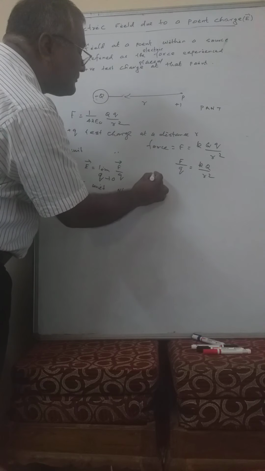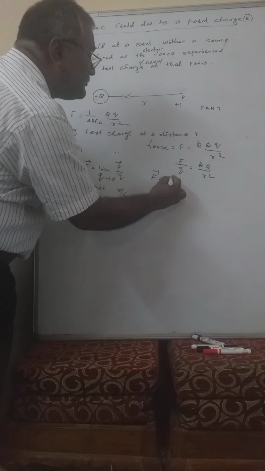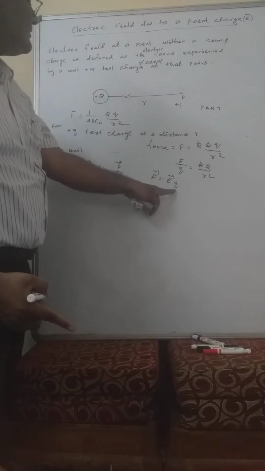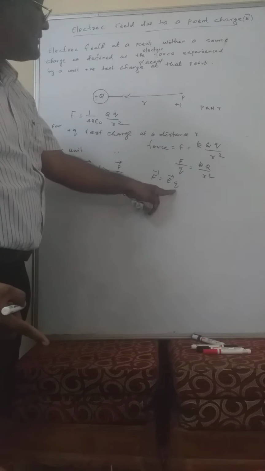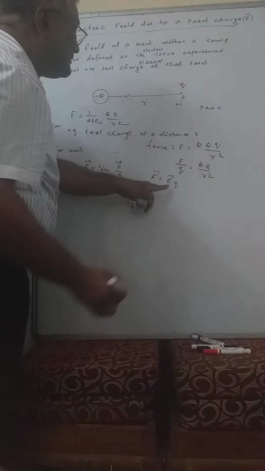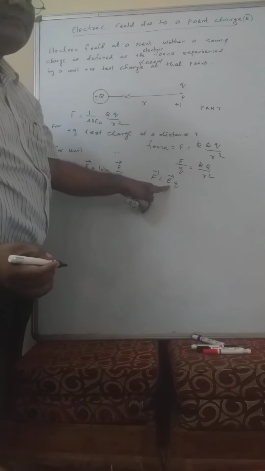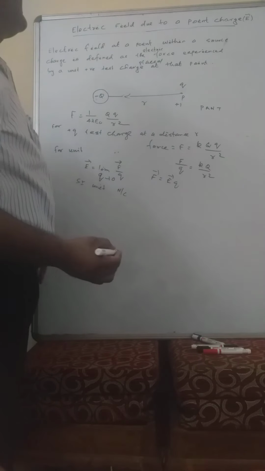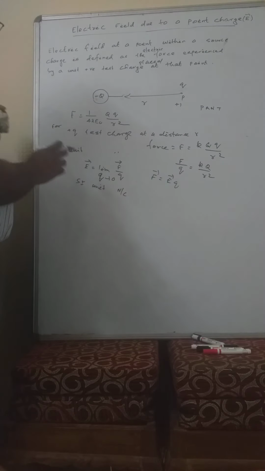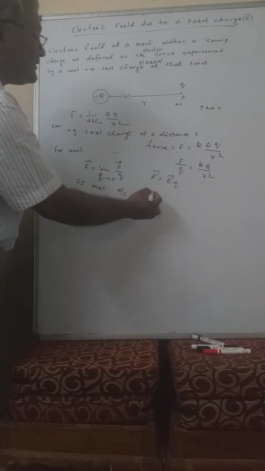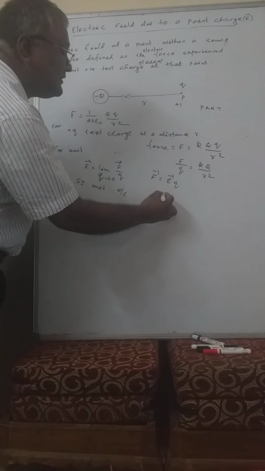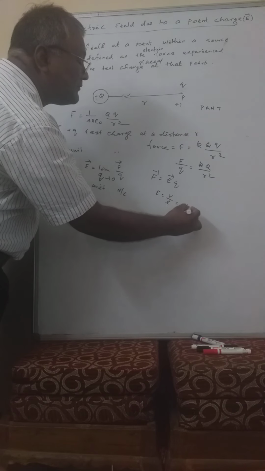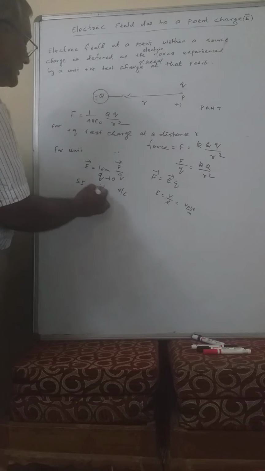So what is the direction of force? Force is equal to Eq. If this test charge is positive, then force will be along the direction of electric field. If this test charge is negative, force will be opposite to the direction of electric field. Another SI unit of electric field, which will be learnt afterwards, is E is equal to V by L, that is volt per meter.